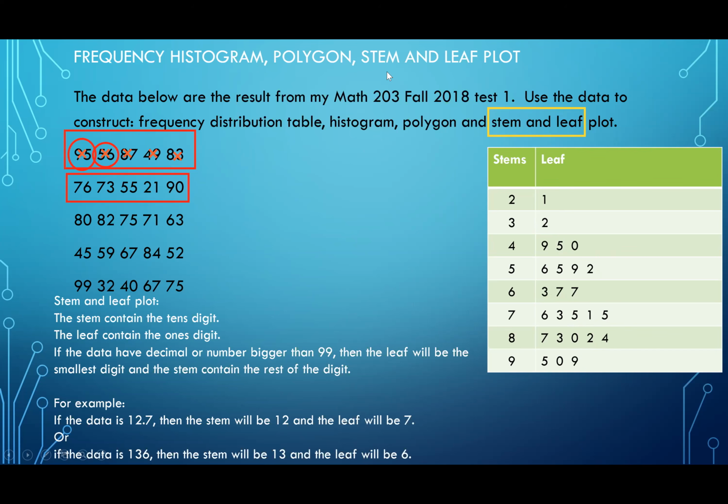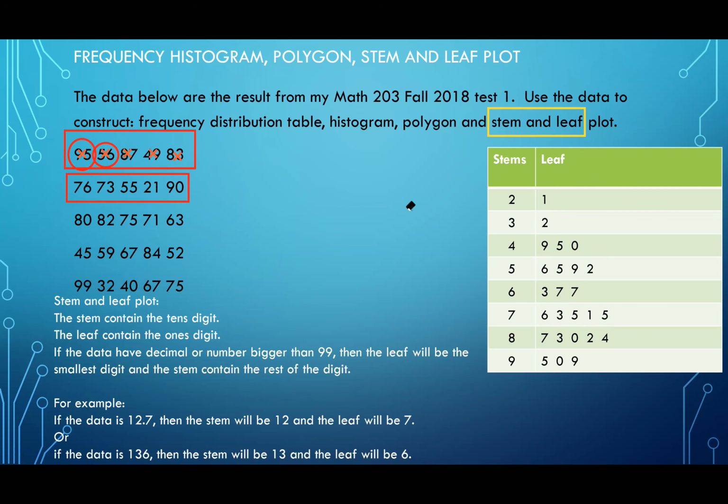And if you look at this, if you count the individual items, 1, 2, 3, 4, 5, 6, 7, 8, 9, 10, 11, 12, 13, 14, 15, 16, 17, 18, 19, 20, 21, 22, 23, 24, 25. You have 25 data here. So we finished every single number that is in my raw data, and I put them in the stem and leaf plot.